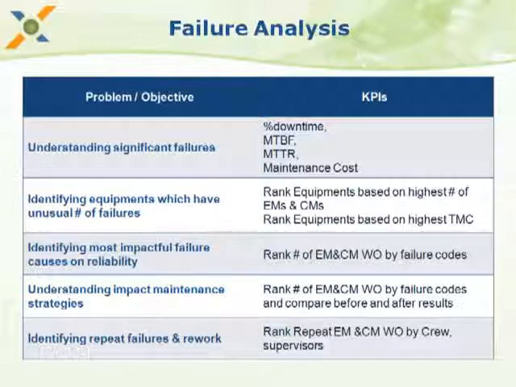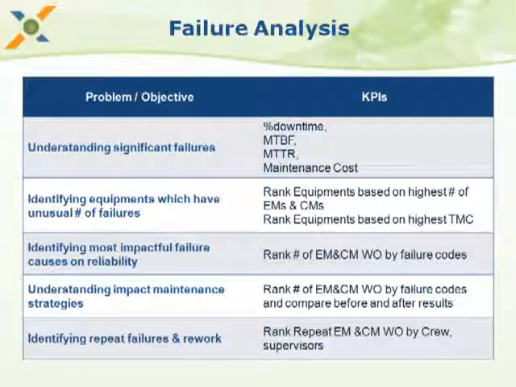Similarly, identifying equipment which have unusual number of failures. Some of these things we can do by ranking, as discussed previously. We can rank equipment based on highest number of EMs and CMs. Or we can rank equipment based on highest total maintenance cost. This type of KPIs will allow you to find bad actors.